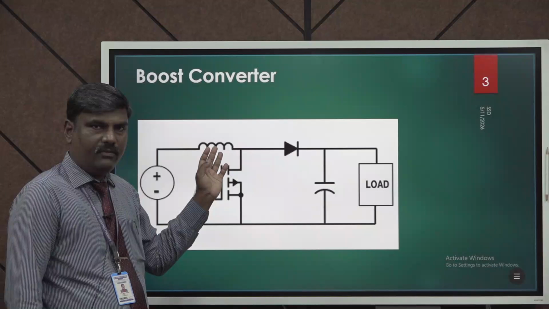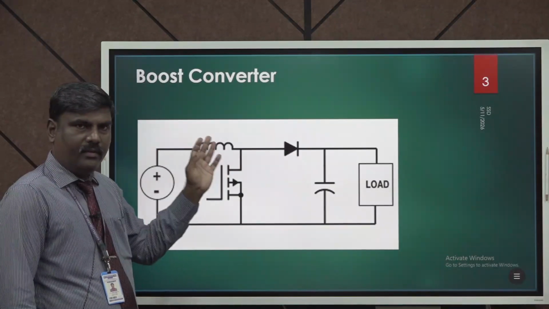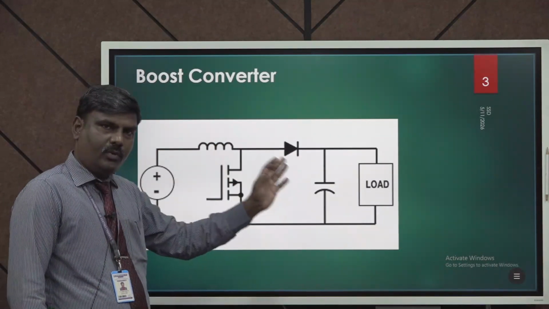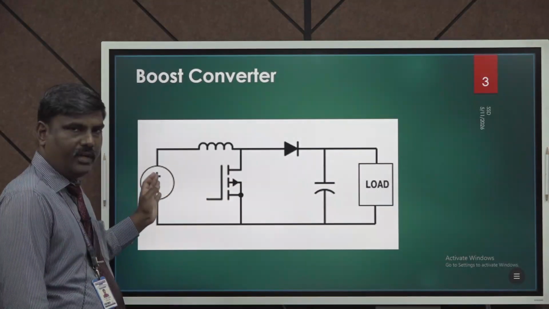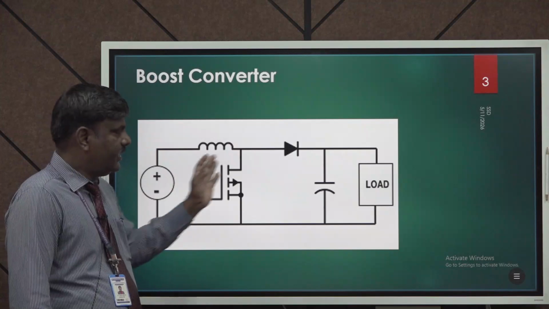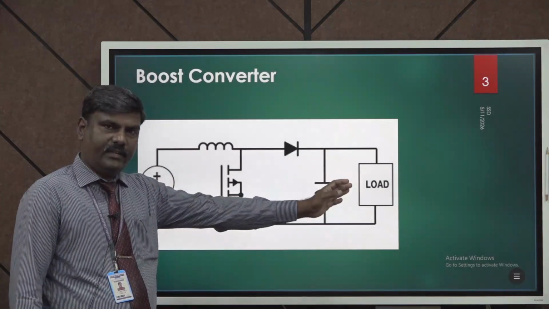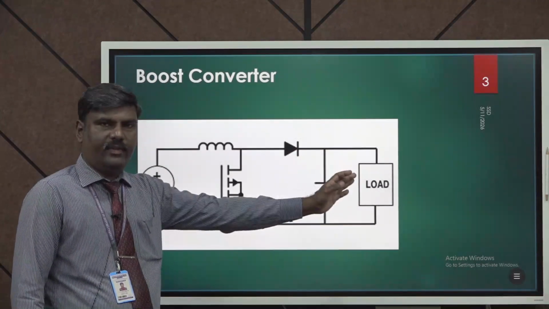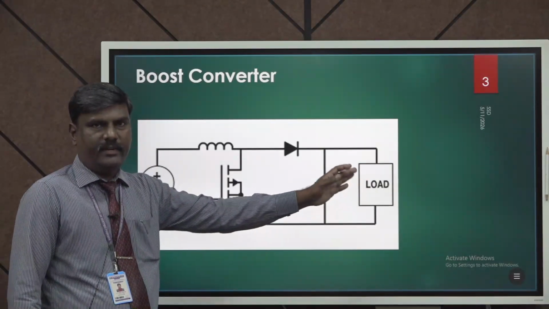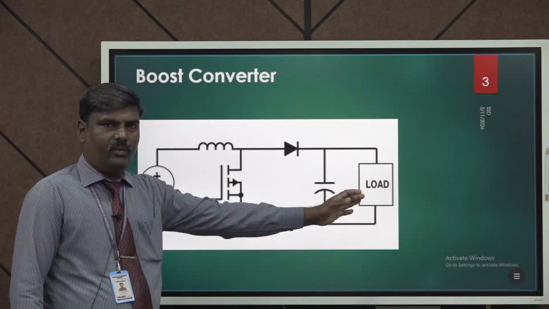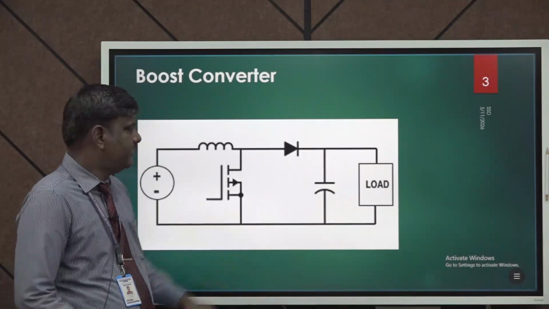This is the circuit of boost converter. For the boost converter, the output voltage is always higher than the input voltage. For example, if you are giving 100 volt here, the output voltage is always higher than 100. Normally, it will vary from 100 to 400 or 500 volt. Normally, it will multiply voltage up to 5x.